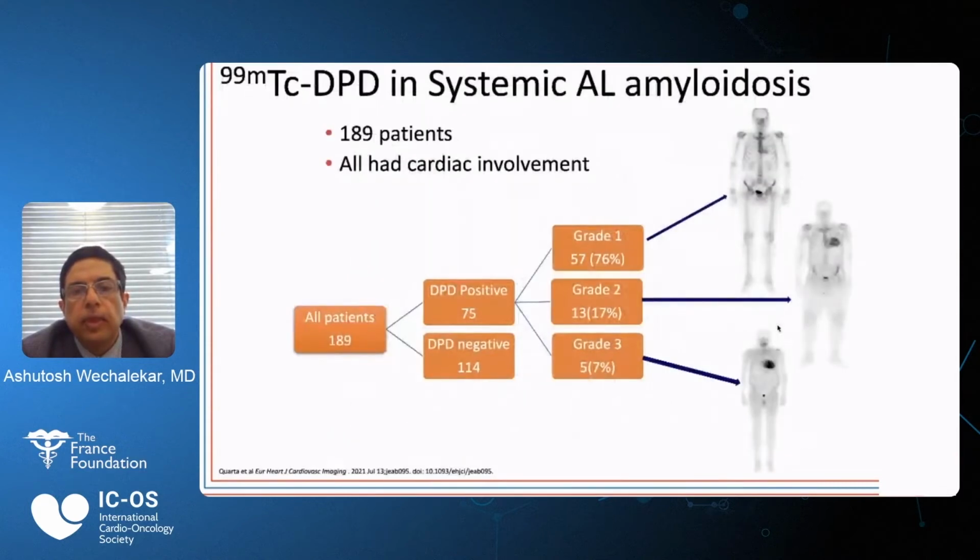However, it is very important to remember that DPD or PYP is also taken up by patients with AL amyloidosis. This is a paper that we've just published in European Journal of Heart Failure, Cardiovascular Imaging, that patients with AL amyloidosis can have uptake, including a quarter of the patients having grade 2 cardiac uptake. So just having a positive scan doesn't mean this is ATTR amyloidosis.